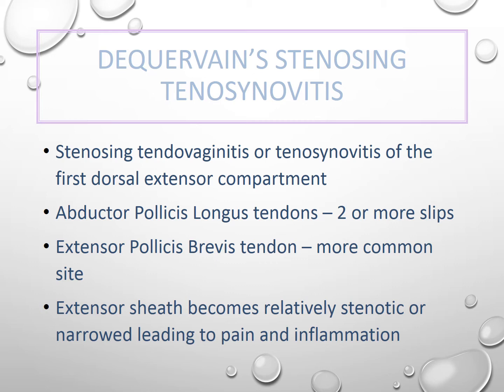brevis. The abductor pollicis longus usually has 2 or more slips, which can cause an increase in volume in the compartment. And the extensor pollicis brevis is a more common site to really have the stenosis, and sometimes it's really a subcompartment or tenosynovitis of the EPB tendon. The sheath becomes relatively stenotic and narrowed, leading to pain and inflammation, causing the tendons to rub back and forth.